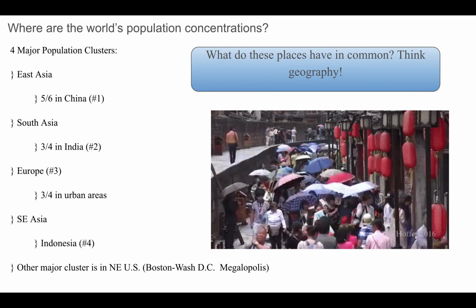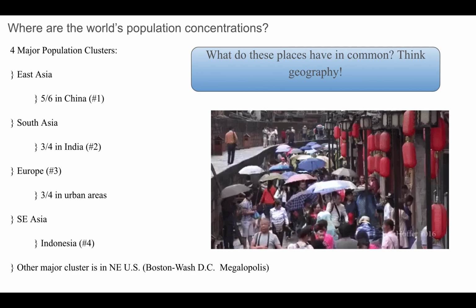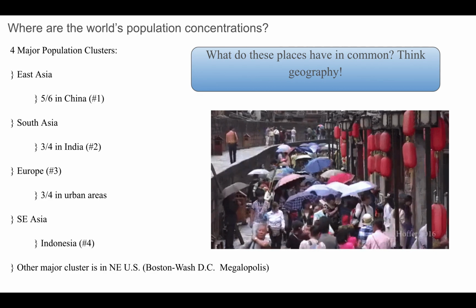Then we look at South Asia. 1/4 of the world's population is found in South Asia. So when we take East Asia and South Asia, they account for 1/2 of the world's population.